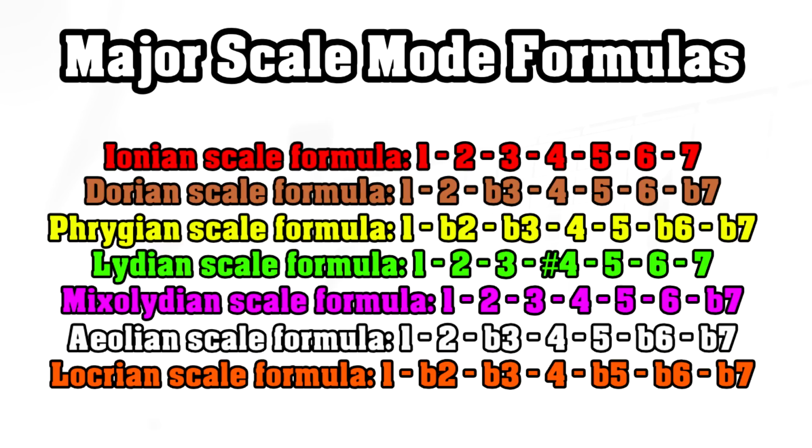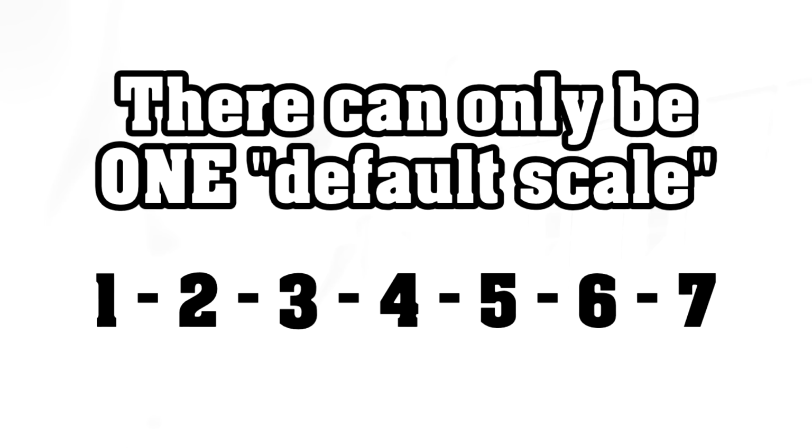That intervallic relationship with the tonal center, the 1, is the reason that each mode has a different sound to it. In fact, you could look at the scale formula for any scale that you want, and that scale formula is the reason why it sounds the way it does. But this always keeps in mind that the major scale is the one and only default scale from which all other scales are compared to.